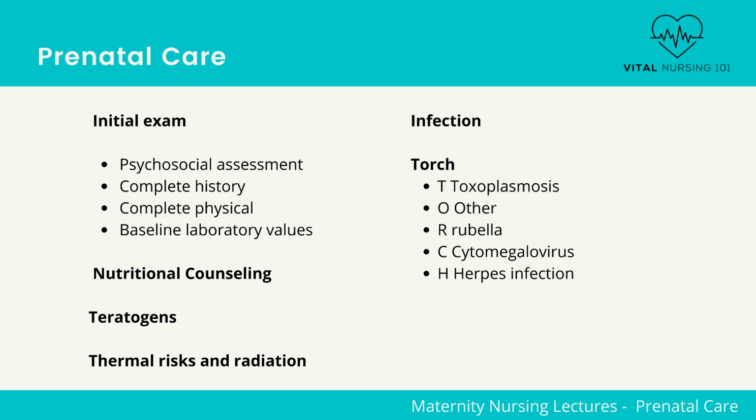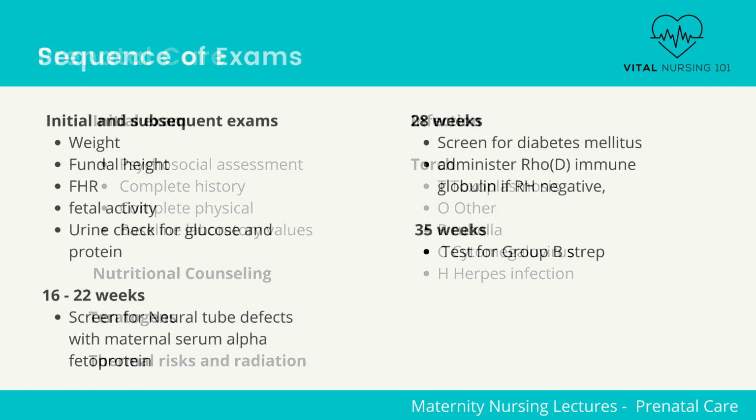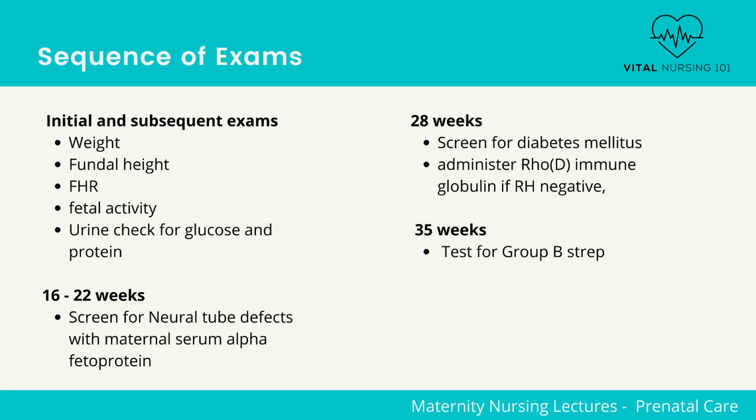Because these illnesses can cause major issues during pregnancy, it's critical to detect them early in the process and treat them if feasible. The TORCH screening test is frequently administered at a woman's first prenatal appointment. Now let's go over initial and subsequent exams and what assessments are done during this time. Assessments include the following: weight, fundal height, fetal heart rate, fetal activity, urine check for glucose and protein.